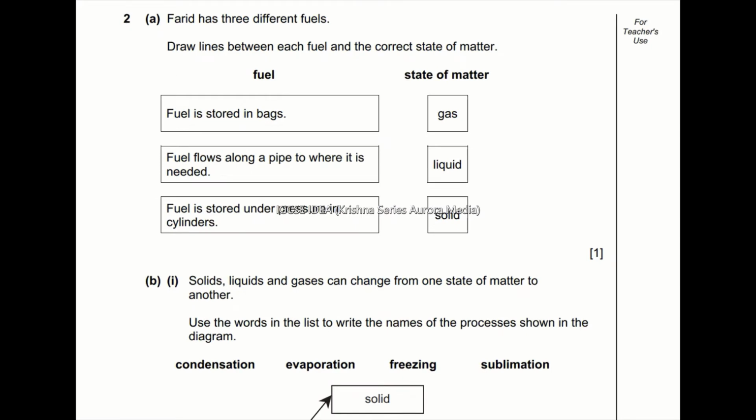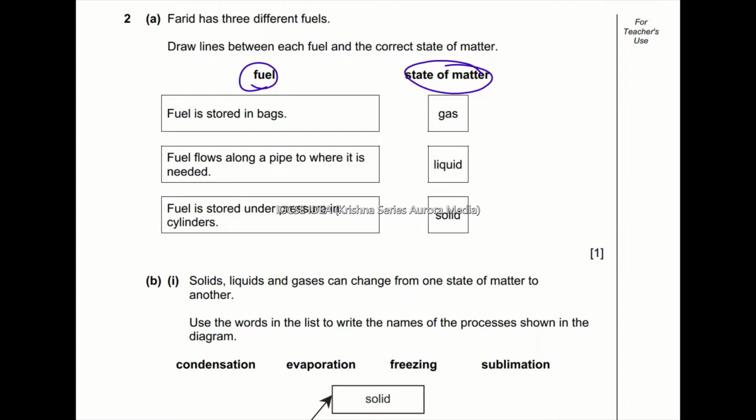Question 2. A. Farid has 3 different fuels. Draw lines between each fuel and the correct state of matter. Okay, so this is the fuel and this is the state of matter. Fuel is stored in bags. This must be some sort of a solid fuel. Fuel flows along a pipe to where it's needed. This must be some sort of a liquid. And last, fuel is stored under pressure in cylinders. This must be some sort of a gas.